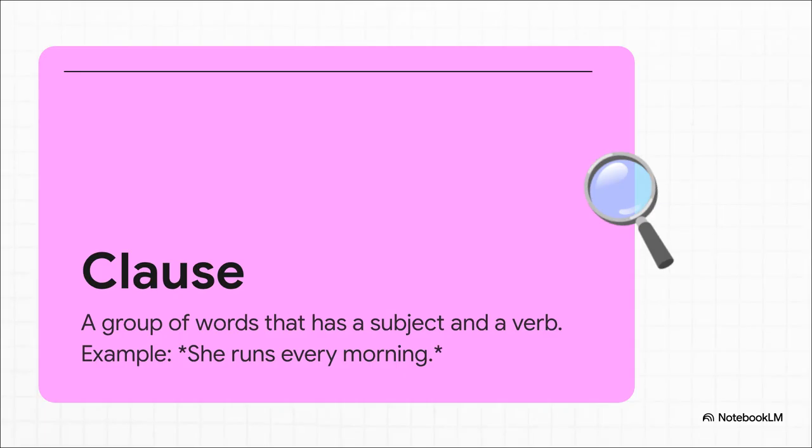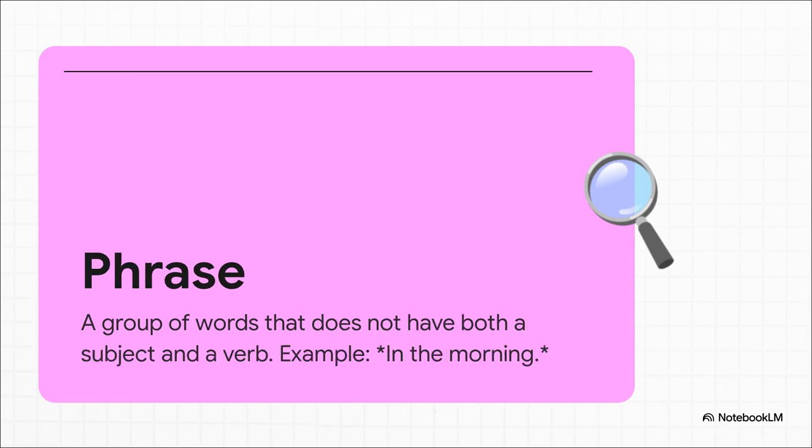Let's look at a clause in action. She runs every morning. We've got our subject, she, and we've got our verb, runs. See how that's a complete little unit of action? That's the main structural beam of our sentence. Now compare that to a phrase like, in the morning. Who's doing what? We have no idea. There's no subject-verb team here. Sure, it adds some information, but it can't possibly stand on its own. It's like a decorative window, not a load-bearing wall.